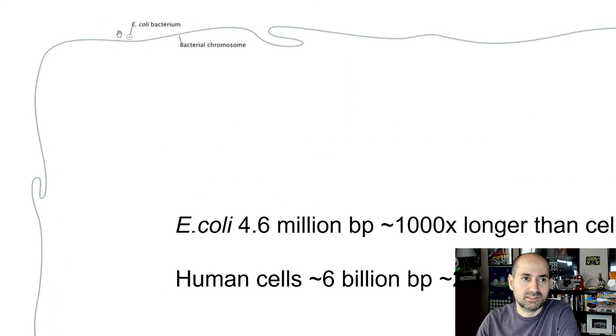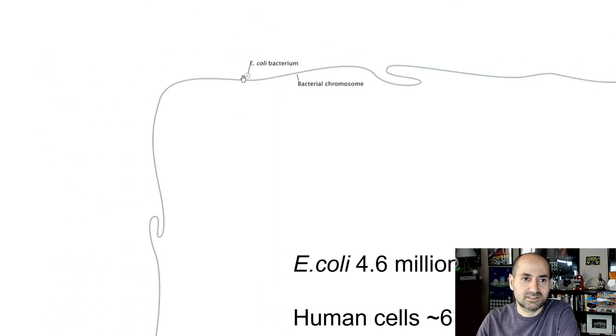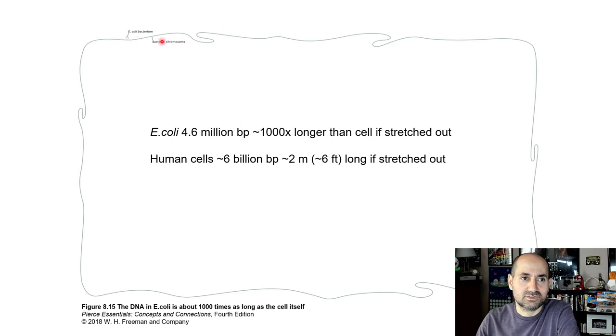I can zoom into it for you right there. You see that little dot? Well, that represents E. coli itself. So you see the genome is 1,000 times longer than the size of the cell itself. So you need to package a lot of DNA into a little E. coli space. Human cells are even more fascinating. You're dealing with about 3.2 billion base pairs per set, and then you have two sets of chromosomes, so about 6 billion actual base pairs between the two sets of chromosomes.